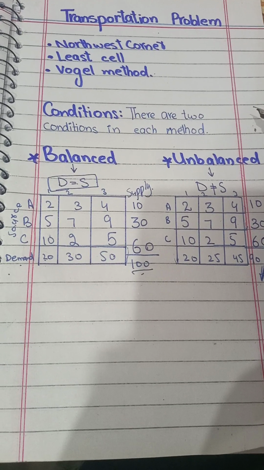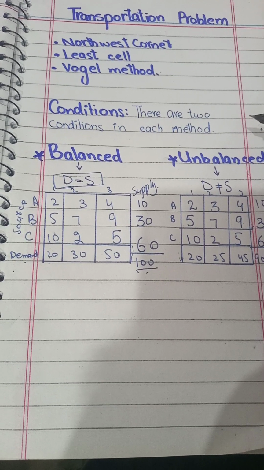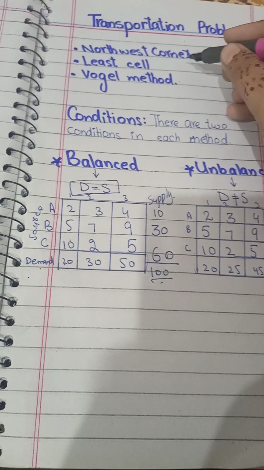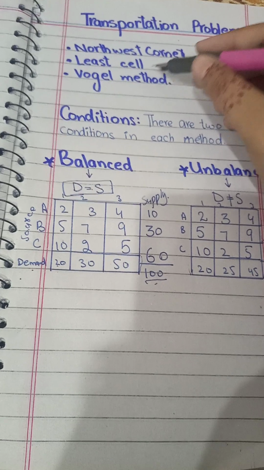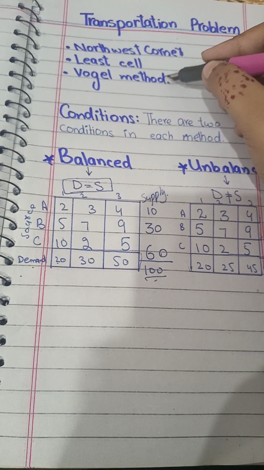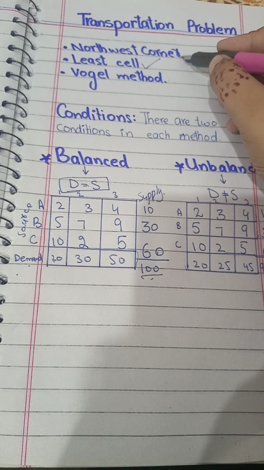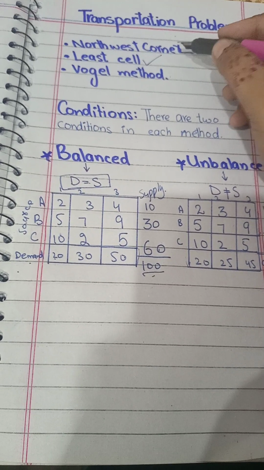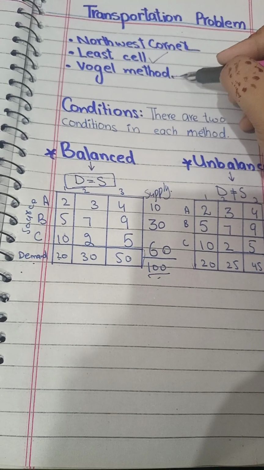There are three types of transportation problems to solve and have a feasible solution. The first one is the north-west corner method. The second one is the least cell method and the third one is the Vogel method. Today we will discuss the least cell method. We have already discussed the north-west corner method. In the next video we will discuss the Vogel method.